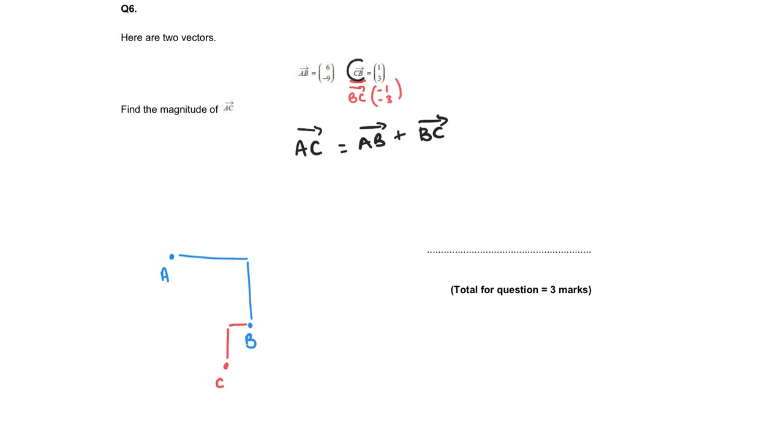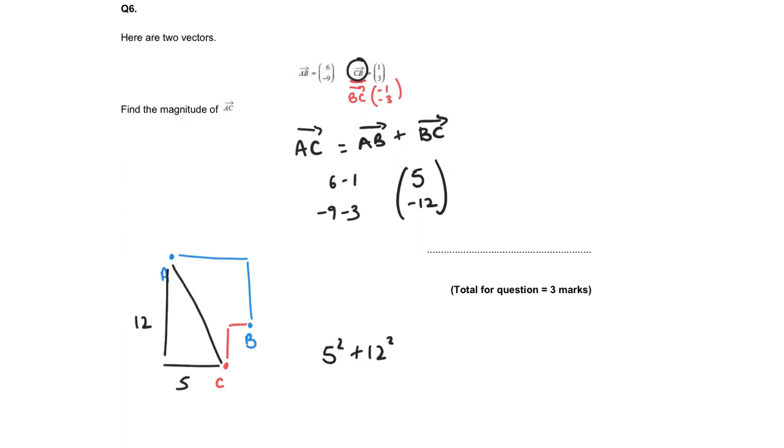Now remember BC, I have to do the negative of CB. So I'm going to get 6 minus 1, which is 5, minus 9 minus 3 is negative 12. Okay, now that I've done that, that's saying from A to C, I've gone across 5, down 12. So if I want to find the magnitude, I want to find the length, do 5 squared plus 12 squared, which we all know is 13 squared because it's a Pythagorean triple. So that is how we found it's 169. Square root of 169 using Pythagoras.